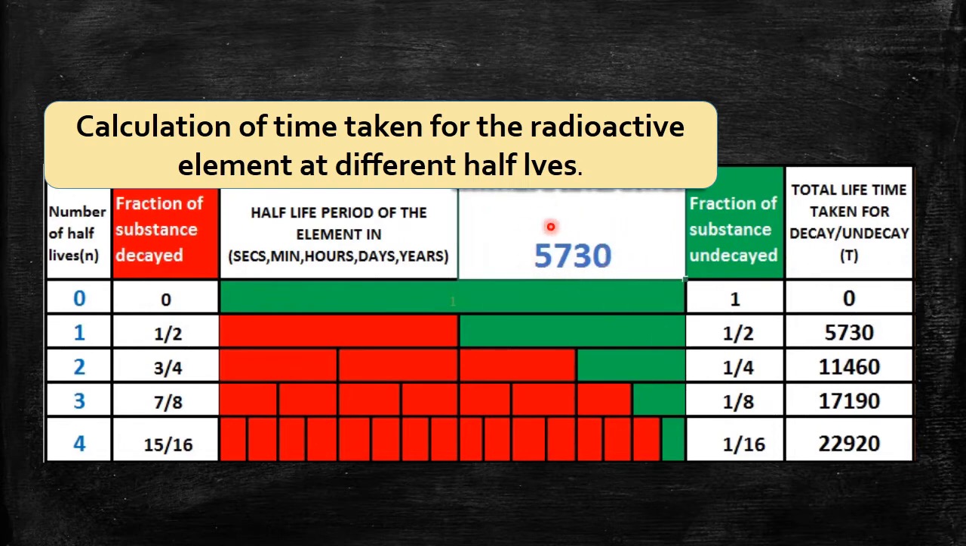Just for a change, I am changing the value of the half-life period. Let us take 10 days. Just look at the total lifetime value, automatically it will change. Now I have given the half-life period value as 10 days. Look at the value of total lifetime. The total lifetime for decay as well as for undecay is automatically changing. So I have explained this part. From this picture you can easily understand the fraction of substance decayed and the fraction of substance undecayed at a particular time. Is it clear? Okay.